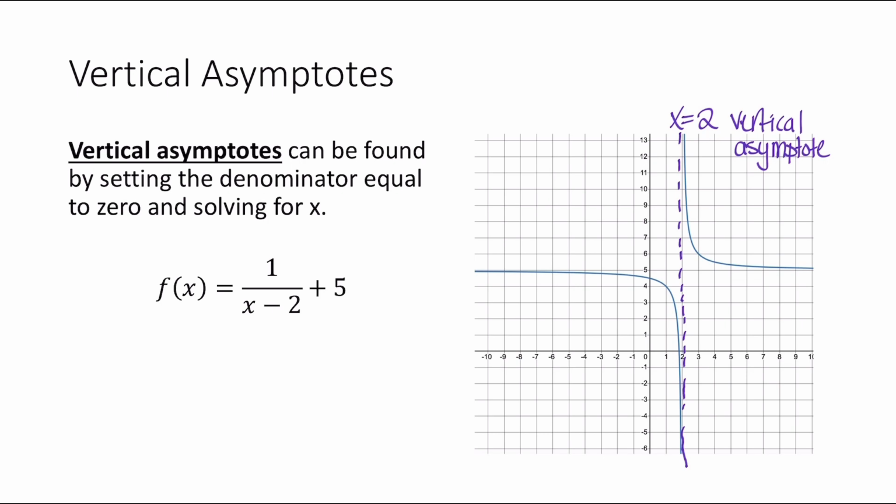If you're looking at the equation, you can find the vertical asymptote by setting the denominator equal to 0. So if I say x minus 2 equals 0, and then I solve for x, notice that that will also give me x equals 2.